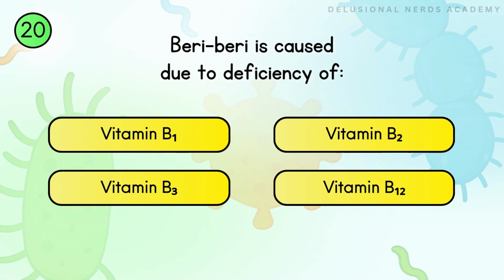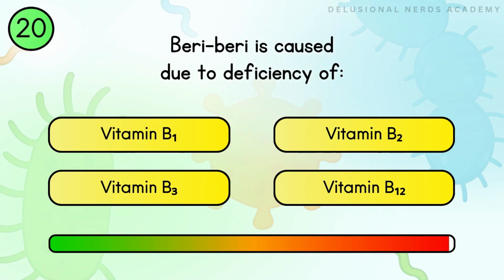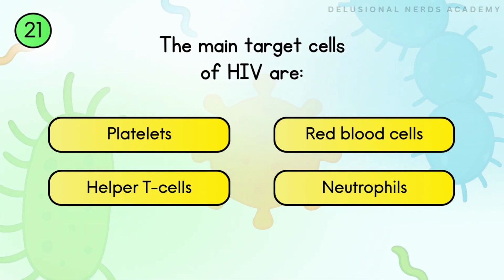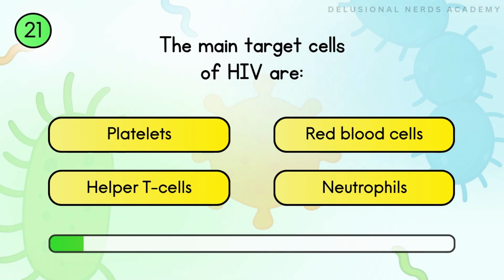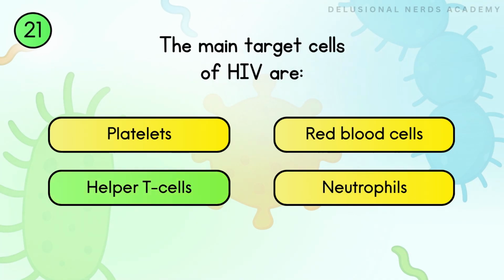Beriberi is caused due to deficiency of? It is caused by the deficiency of vitamin B1. The main target cells of HIV are? HIV destroys helper T cells, which weakens immunity.